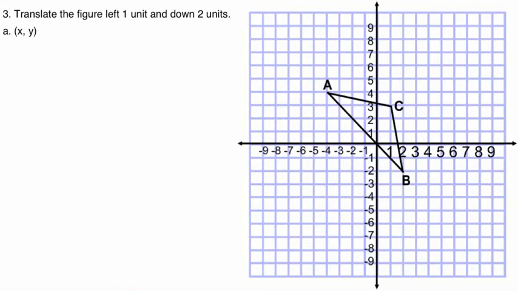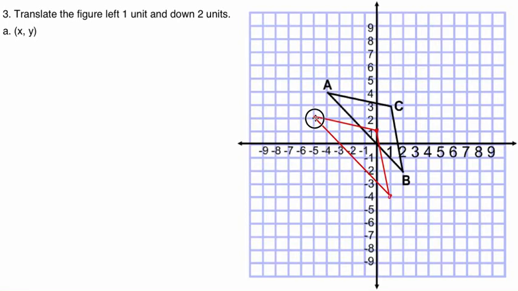Okay, number 3. Translate the figure left 1 unit and down 2. Okay, so here we are. Here's A. Let's go to A prime. So left 1 and down 2. So there's our new point, A prime. Okay, here's B. So we're going to go left 1 and down 2. And here's our C, left 1 and down 2. So there's our 3 points, and now we can go ahead and connect them. And we have our translation.